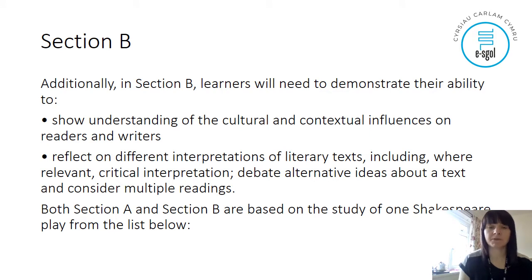In section B, learners will need to demonstrate their ability to show understanding of cultural and contextual influences, so AO3 is obviously being assessed here, and to reflect on different interpretations of literary texts, including where relevant critical interpretations, debate alternative ideas about a text and consider multiple readings. Where it states debate alternative ideas, I mentioned last week the need to use tentative language: some may consider, others may argue, it could be suggested that a possible reading of this would be. This means considering how other people may react to a presentation of a character, or a theme presented throughout the play.